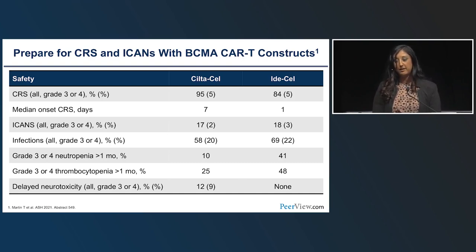So then, again, looking at the toxicity now of the two different products, CRS for all is about 95, 84%, but you see grade 3, 4, compared to what we used to see in lymphoma at the very beginning, is actually much lower, so 5%, which is great.